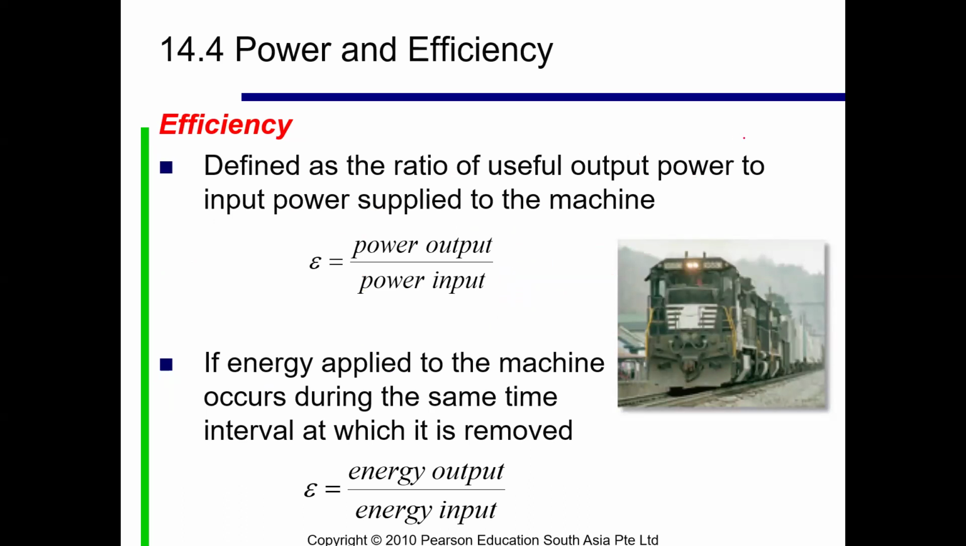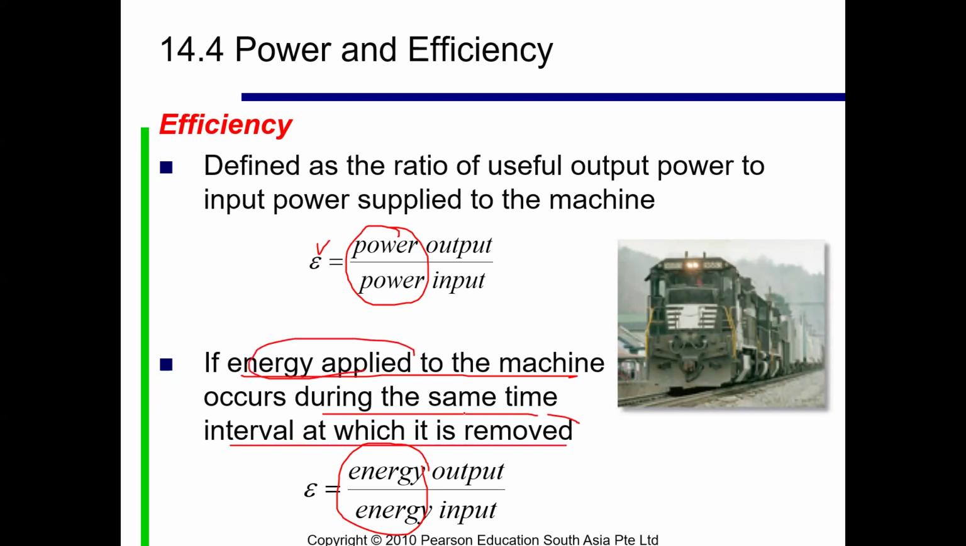So this is the power idea. Efficiency can be represented in the form of power, output over input, or it can be defined in the form of energy, output over input, right? Energy applied to the machine occurs during the same time interval at which it is removed. So energy applied with respect to energy removed from the system can also be used to calculate the efficiency. This is the important part of efficiency: you cannot get 100%. When you say it is more than one, you are saying the efficiency is more than 100%, which is not true.